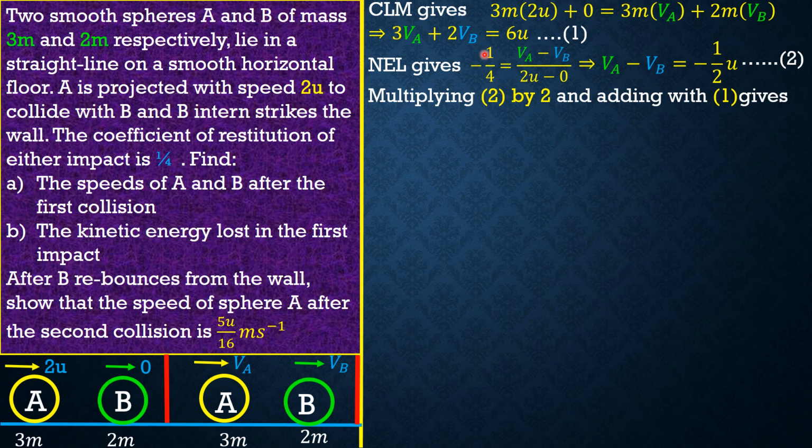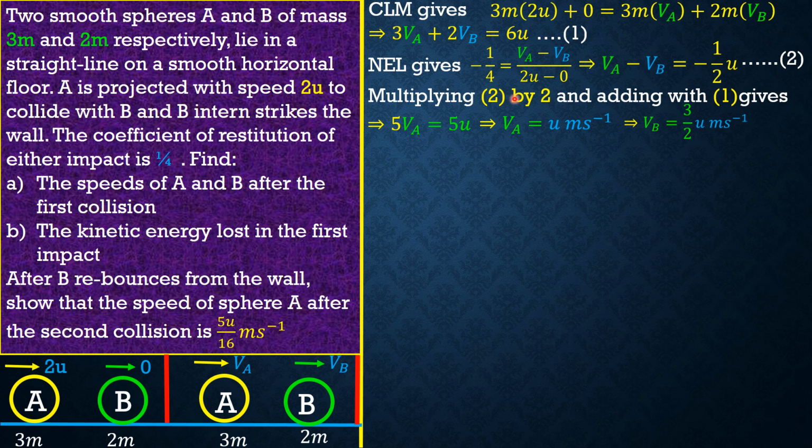Then the 3VA plus 2VA adds up to give us 5VA, which is the same as here is going to be negative U. Added with this gives us 5U. Dividing all by 5 gives us our VA to be the same as U meters per second. Now, guys, if you substitute our VA into any of these expressions, we are going to have our VB to be the same as 3/2 U meters per second. Okay. So, guys, these are the speeds of A and B.